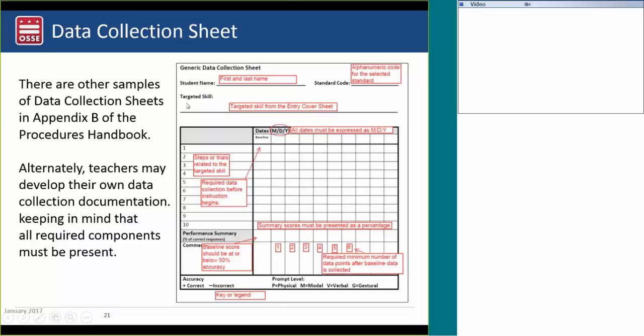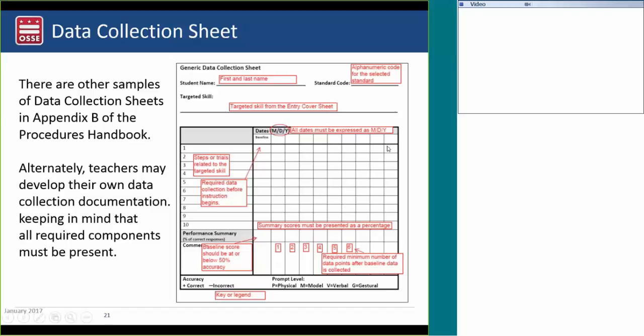And then the targeted skill. What is the targeted skill? You can get this right off the entry cover sheet. Whatever the targeted skill is, needs to be included on the data collection sheet. It can appear here. It might appear over here. Sometimes we find it at the bottom of the page. It can be anywhere on the page. It just has to be there. If any of this is missing, student name, the standard code, or the targeted skill, we cannot use this data collection sheet for scoring, and the whole entry will score a zero. We can't score the entry if the data collection sheet is not filled out completely.